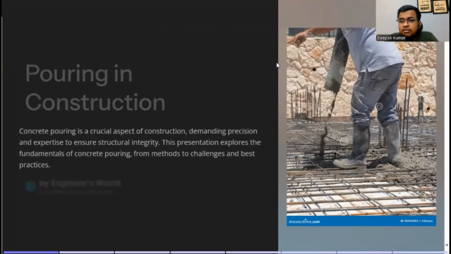What is pouring in construction? Pouring in construction is an aspect of construction demanding precision and expertise to ensure structural integrity. In this photo we see a person casting the slab and the beams. The presentation explores the fundamentals of concrete pouring, the pouring system, and the proper methods.